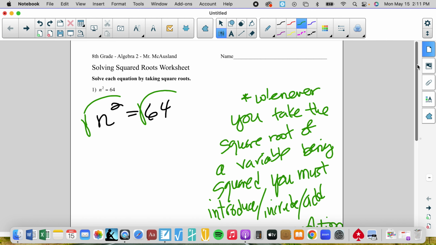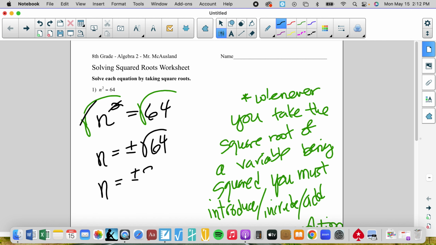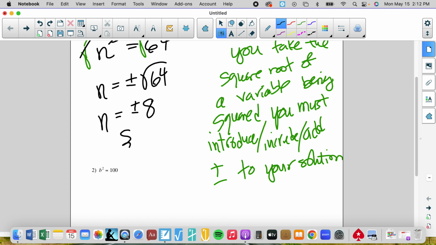In this case, the square root and the square cancel. That leaves me with n, and now we have to put a plus or minus. We love 64 because it's a perfect square, and its square root is 8. So the solution to this is plus or minus 8. Positive 8 or negative 8.